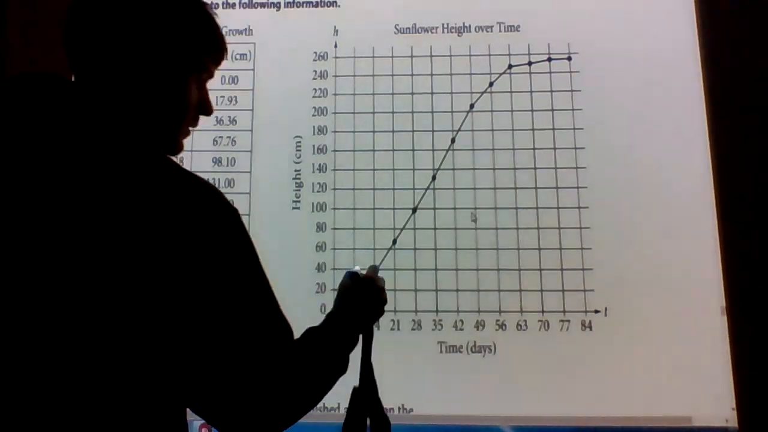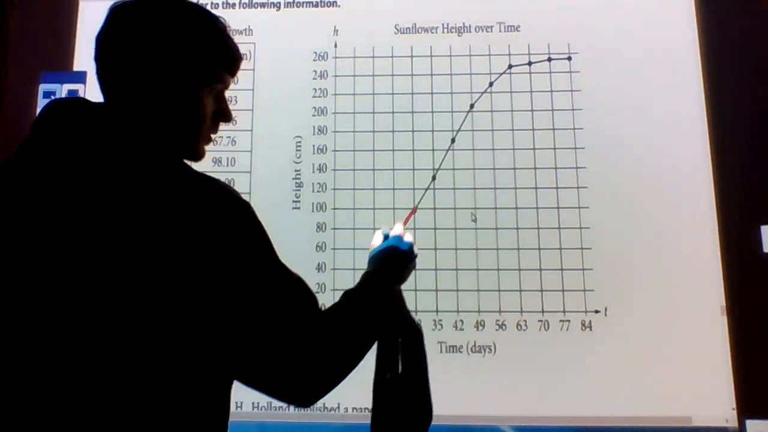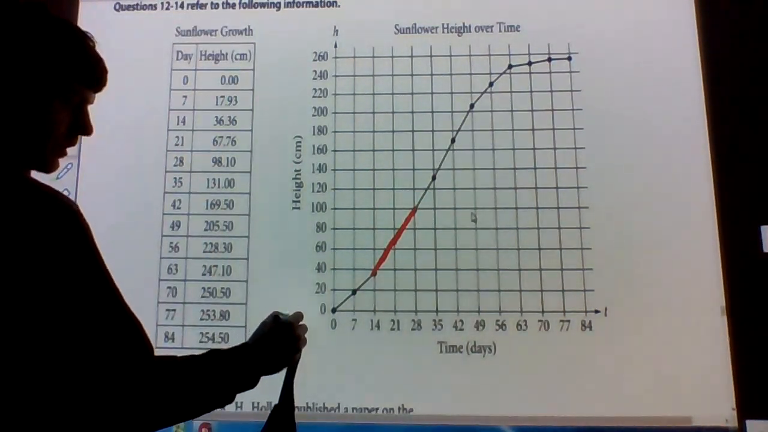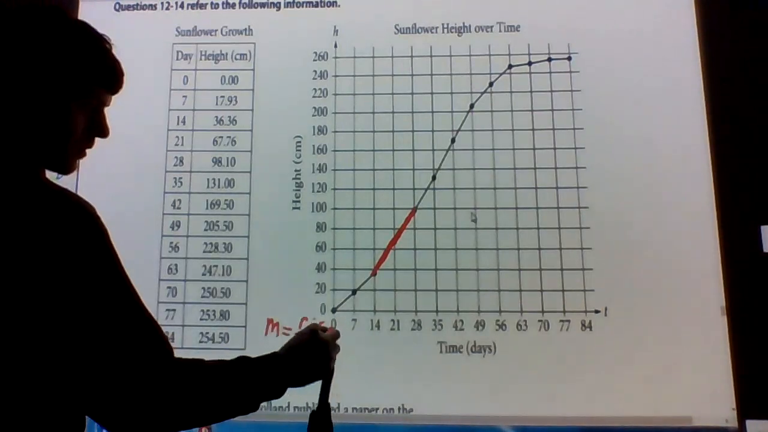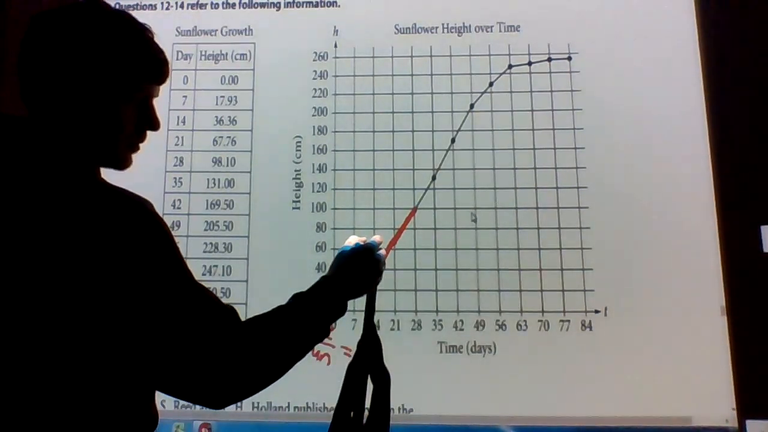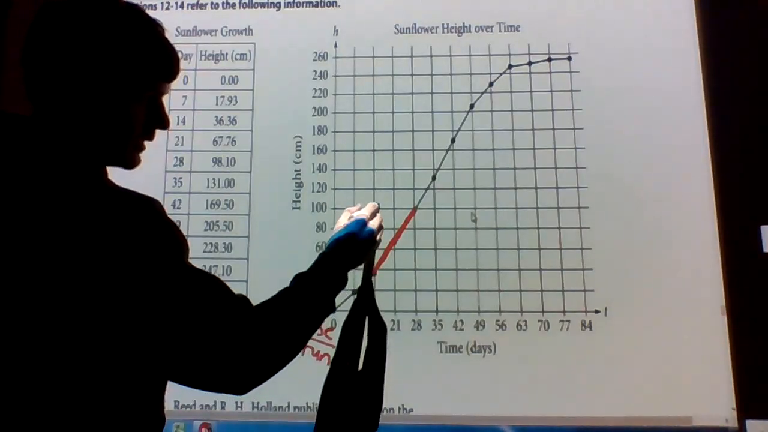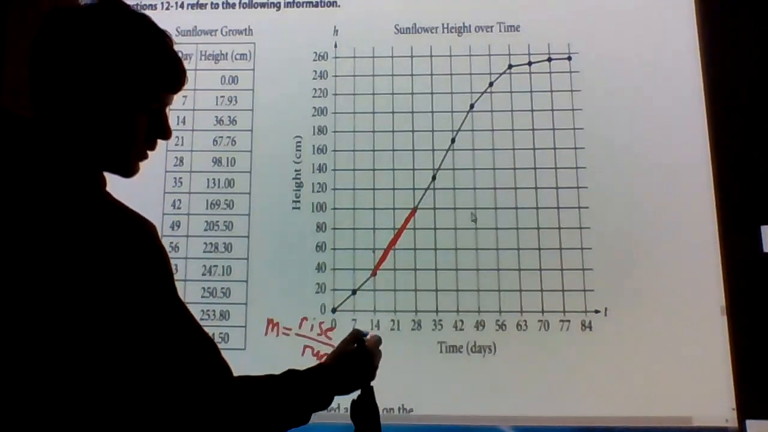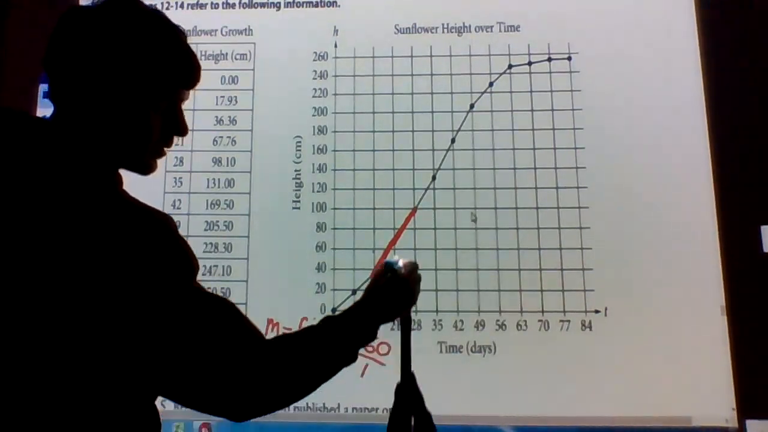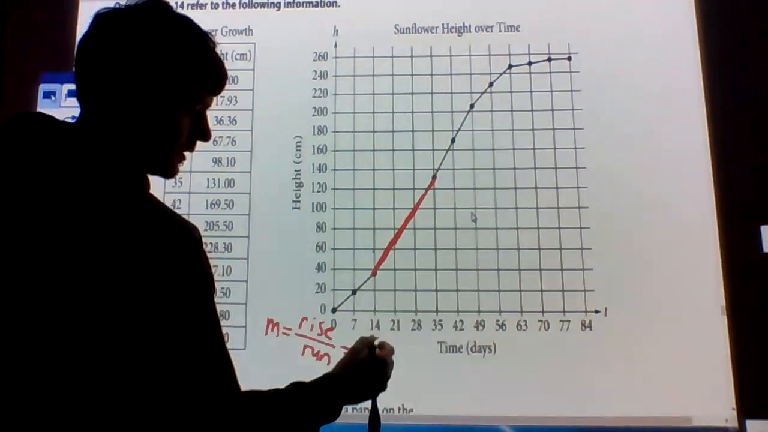Okay, that's this part right here. We basically need a slope. So slope is rise over run. We're changing y, we're changing x. So we're simply going up 20, 40, 60. So we're going up 60 and over 14. We're going to 35, I'm sorry. It was 14 to 35.